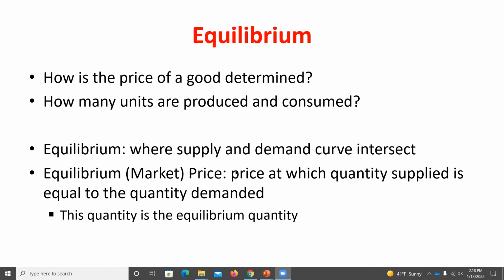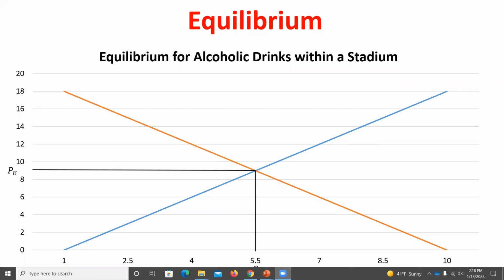Also, we probably already mentioned all this. Visually, we can see here's our equilibrium price and quantity. If we were looking at alcoholic drinks in a stadium, this is probably something like in millions. I was just using some small numbers to get a nice visual here. The equilibrium price looks like it's going to be about $9, and 5.5, whatever units this was in, would be the equilibrium quantity. Okay. Any questions on this before we keep moving?